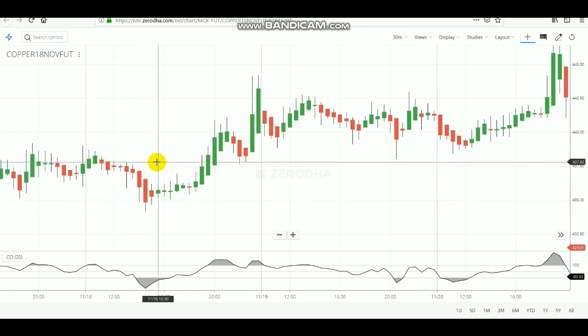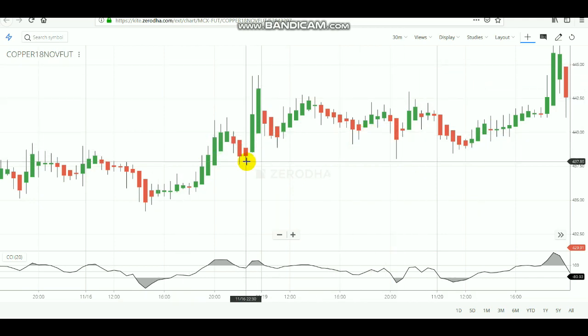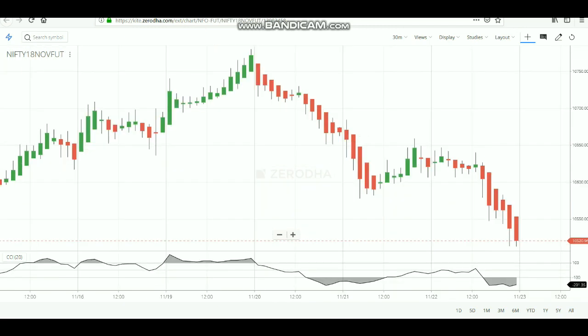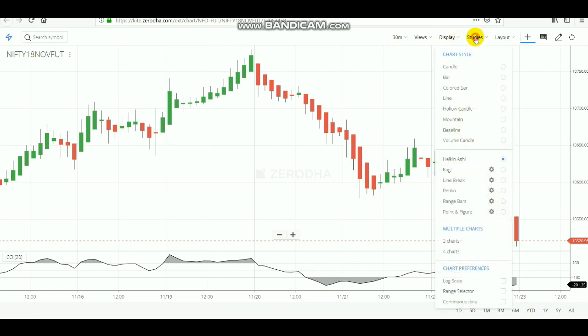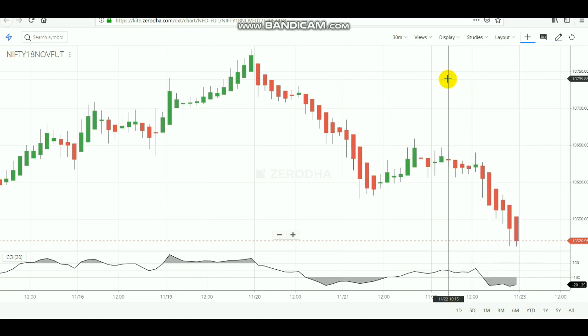Like this, many of them will have doubt: this CCI, Commodity Channel Index, will only work in commodity, not in equity. For them I'm going to show you in Nifty. Here the same thing: same timing, 30 minutes, same Heiken Ashi, and then in studies the same CCI, the default one only. Don't change anything, and then the same entry point.